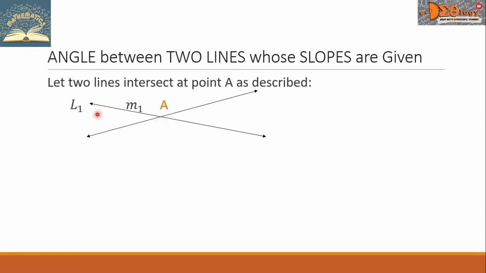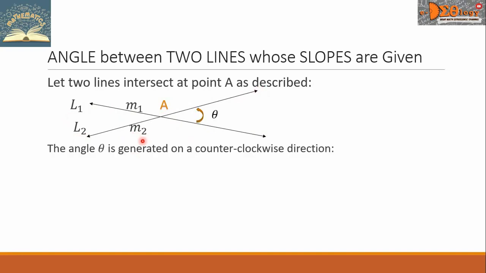Let us assign this first line to be L sub 1, and the slope is m sub 1. The second line is here. Let this be L sub 2, whose slope is m sub 2. Now we are going to look for an angle theta. Take note, this theta is generated on a counterclockwise direction.